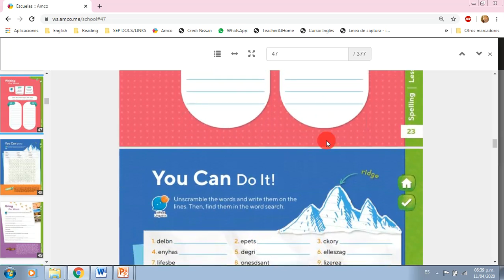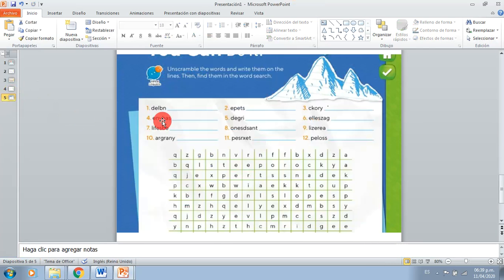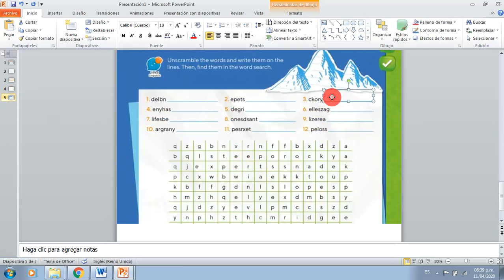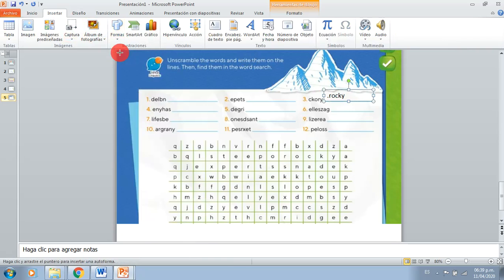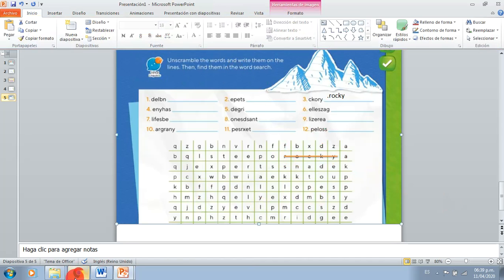Okay, guys, our last activity, you can do it. Unscramble the words and write them on the lines, then find them in the word search. I have to go here because I have this exercise. C-K-O-R-Y is, well, rocky. And then we have to underline it. I see it over here. Rocky. I say with color, so I put it orange. You do it in your book.